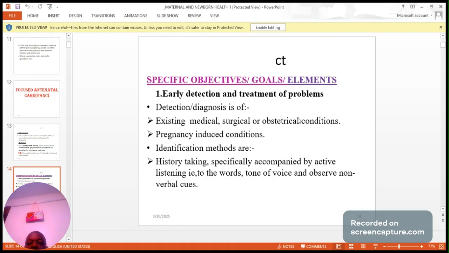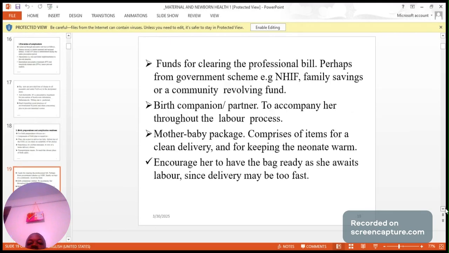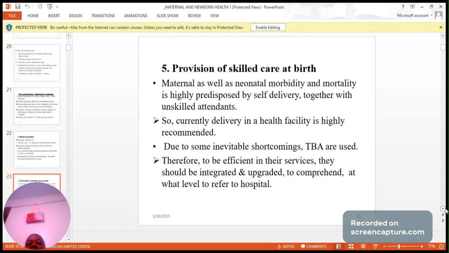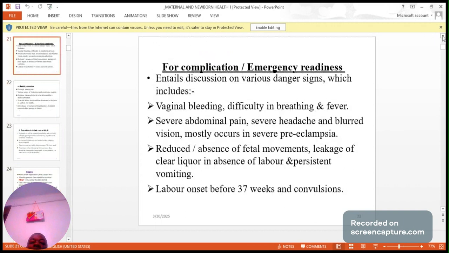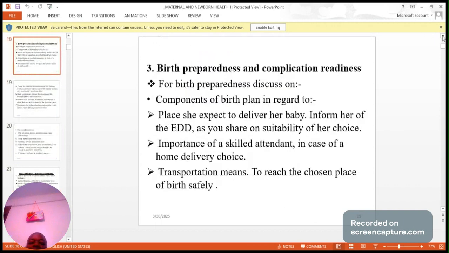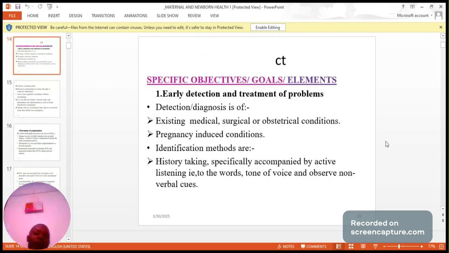So let's see the goals and elements in antenatal care. Early detection and treatment of problems, that is one. Prevention of complications, birth preparedness and complication preparedness, health promotion, provision of skilled care at birth. What I want you to understand here is very simple. Early detection and treatment of problems: there are problems that we've mentioned, existing medical, surgical, obstetric conditions. How are we going to mitigate and change them, or manage them? Those are the things that we're going to see as an objective.